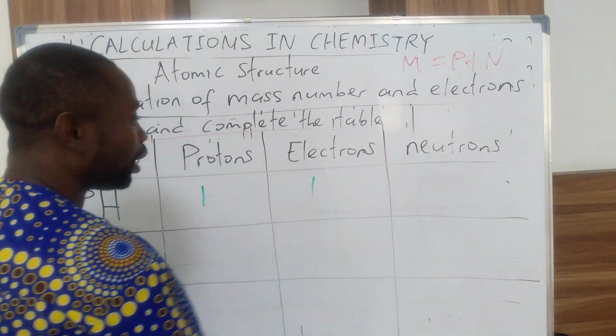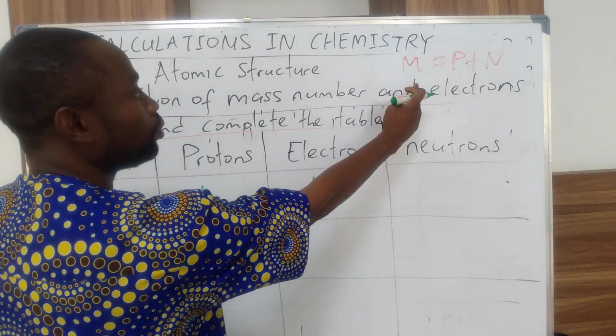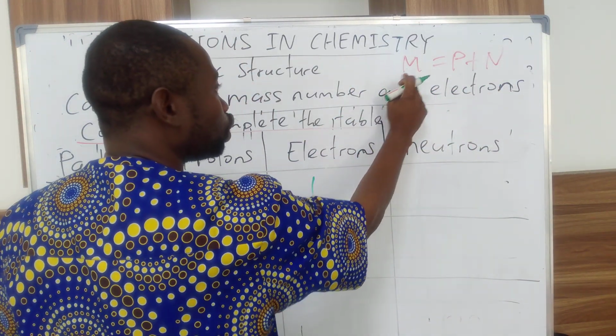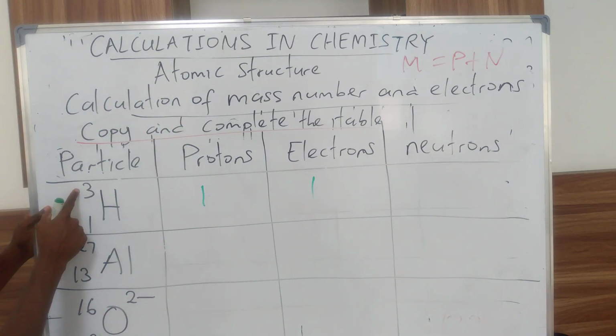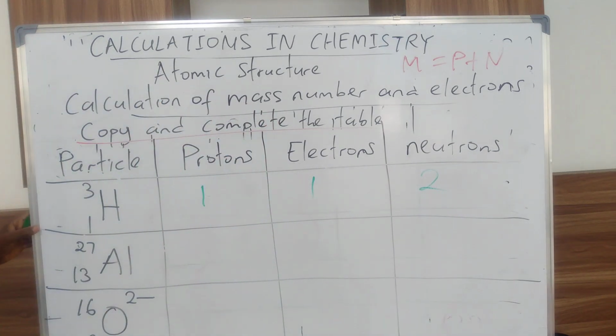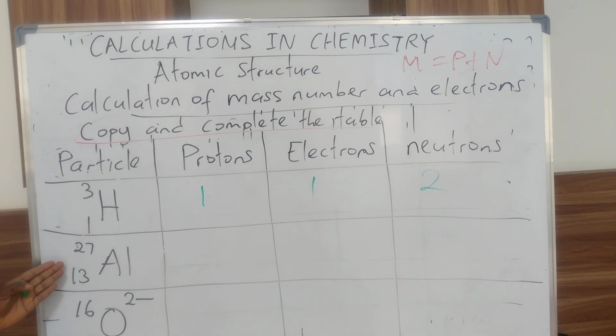Now, the neutron number, how do I get neutron number? Go and use this formula. Mass number is proton plus neutron. So neutron will be mass number minus proton. That is 3 minus 1. So the answer is 2.